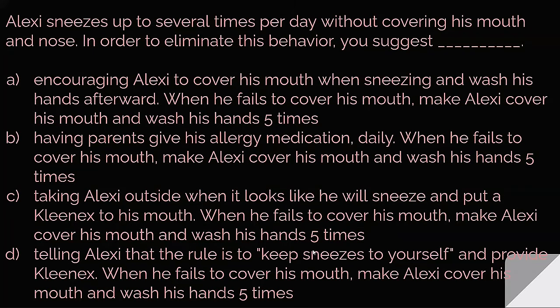When he fails, you're going to see this is repeated. When he fails to cover his mouth, make Alexei cover his mouth and wash his hands 5 times. So I'll just read the first part of C and D. C, taking Alexei outside when it looks like he will sneeze and put a Kleenex to his mouth. Or D, telling Alexei that the rule is to keep sneezes to yourself and provide Kleenex, etc. Give you some time to think about that.